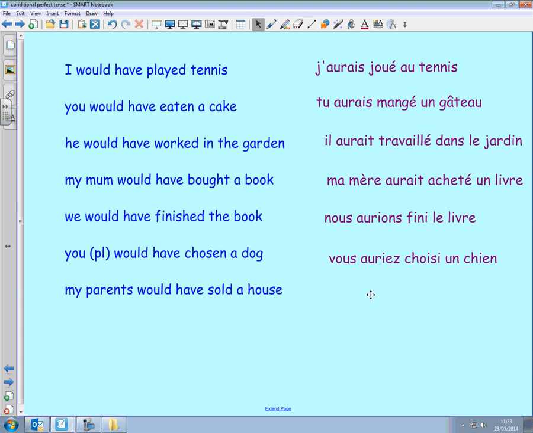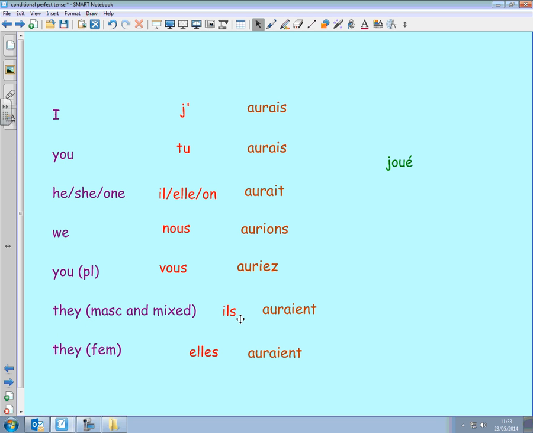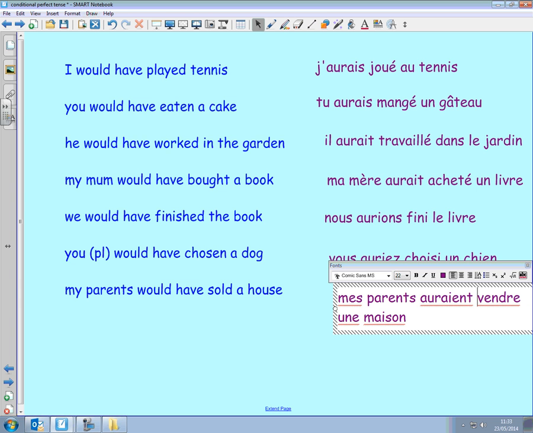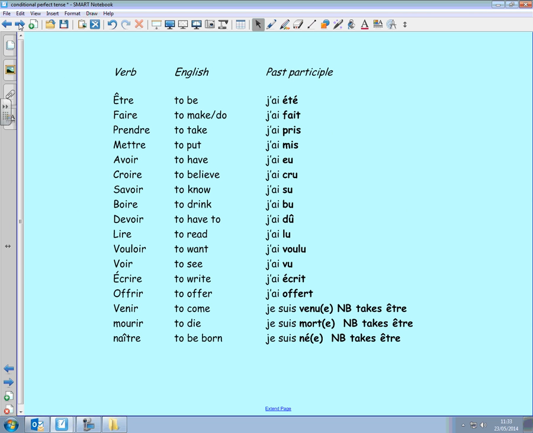My parents would have sold a house. Obviously that didn't happen. So mes parents, you can check which bit of the verb it would be. It's obviously going to be they, isn't it? It's going to be aurait, but spelled like that. And with RE verbs, if you remember, take off the RE and add a U. And it's as simple as that. Now, what we're going to do now is have a quick practice at those irregular verbs. Let's have a quick reminder of what verbs are irregular with the perfect tense, and therefore with the conditional perfect tense as well. So you can pause your screen here, you can keep on coming back to it, and you can have a look at all these ones that are irregular.